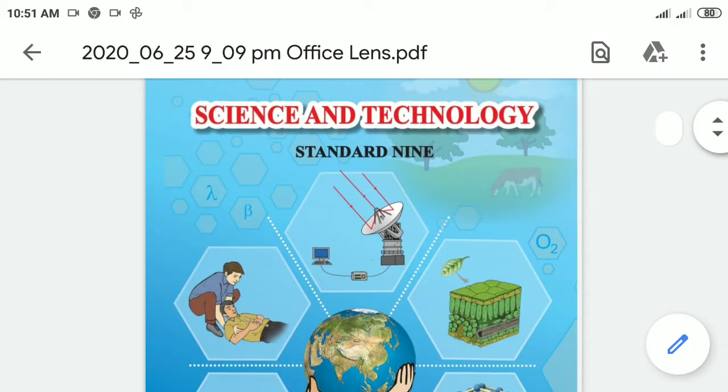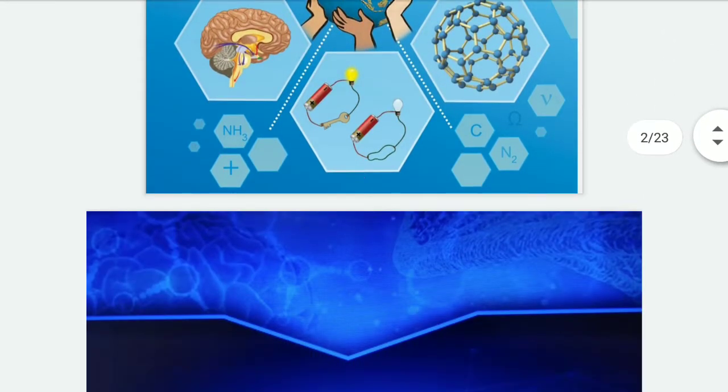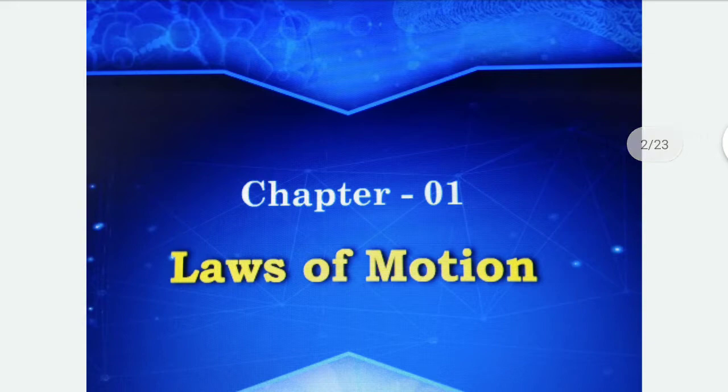Hello friends, let us see the Science and Technology Part 1. What is the first chapter? The chapter name is Laws of Motion.